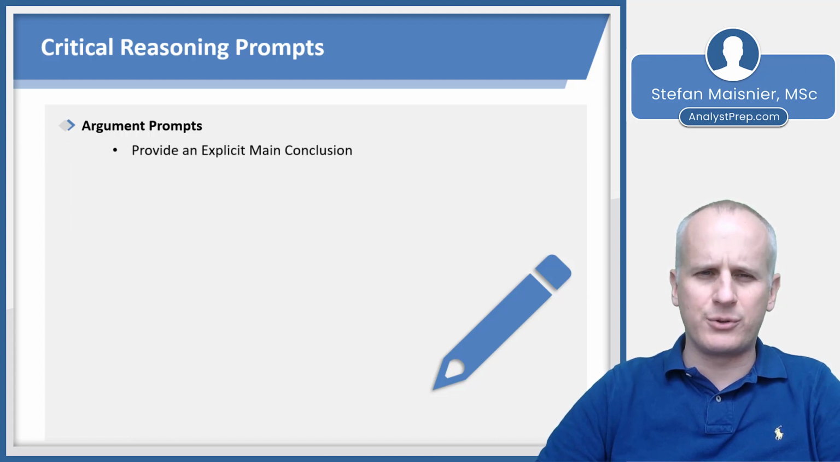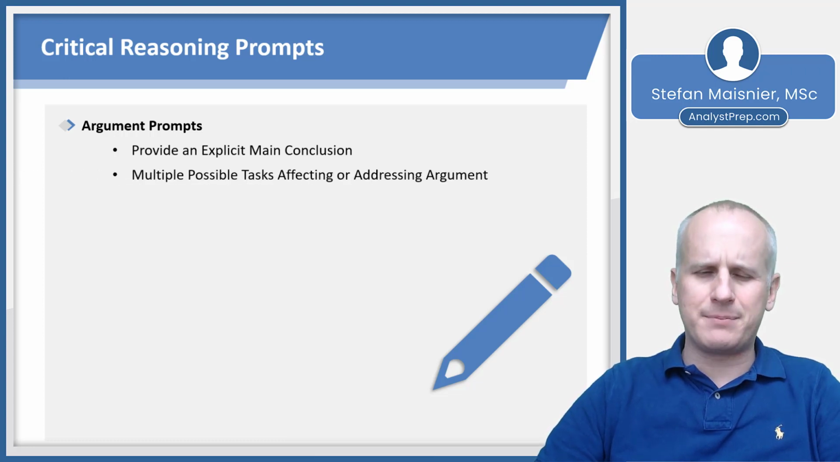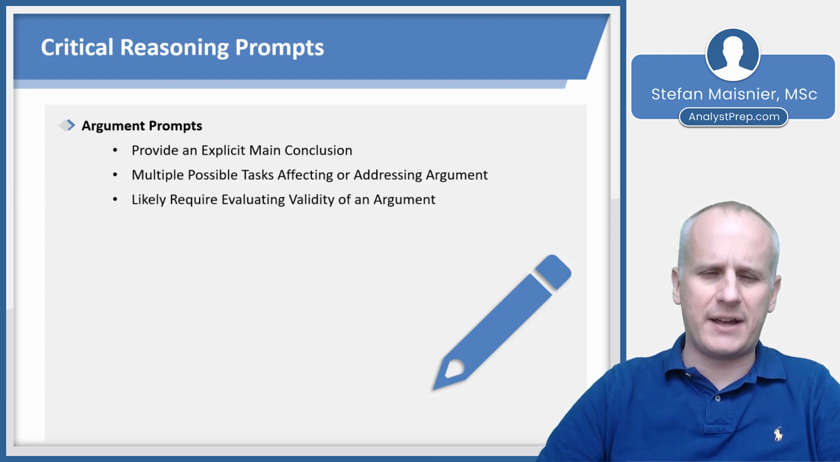Argument prompts, of course, are going to provide an explicit main conclusion. That's the main way that you'll be able to identify an argument prompt: you're being asked to address some sort of subjective opinion that functions as the conclusion. There are multiple possible tasks that can affect or address the argument. You might be asked to explain an argument. You might be asked to strengthen, weaken, identify a flaw. There's a bunch of different tasks, but they're all ultimately going to involve dealing with the conclusion and addressing it or affecting it in some fashion.